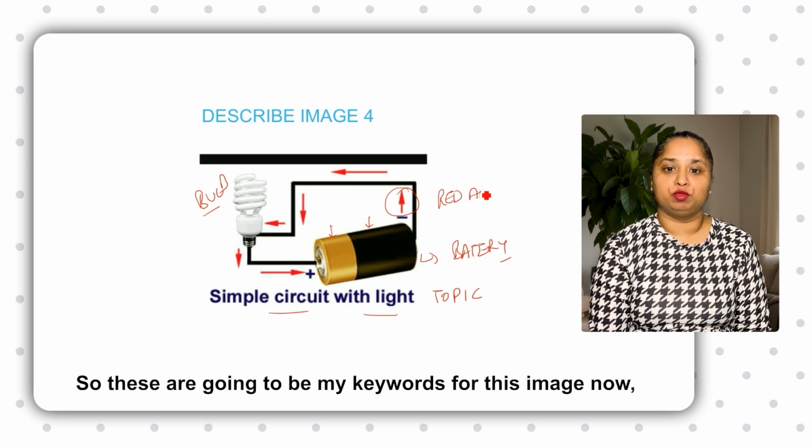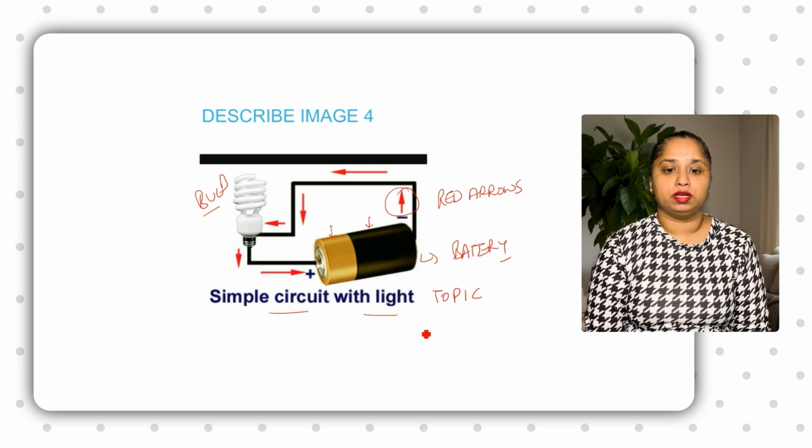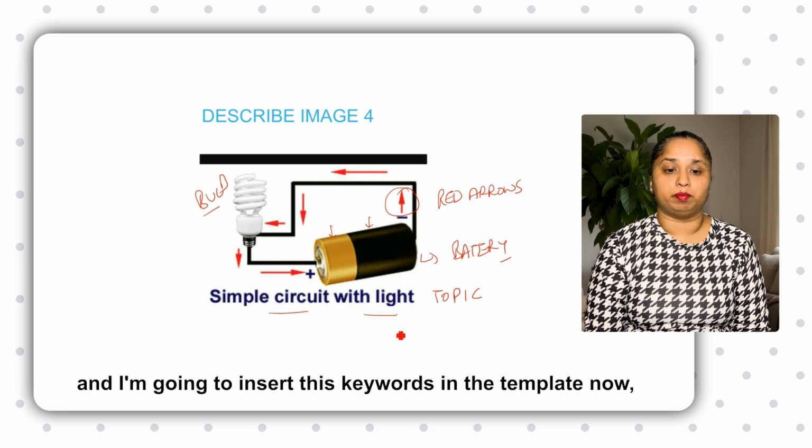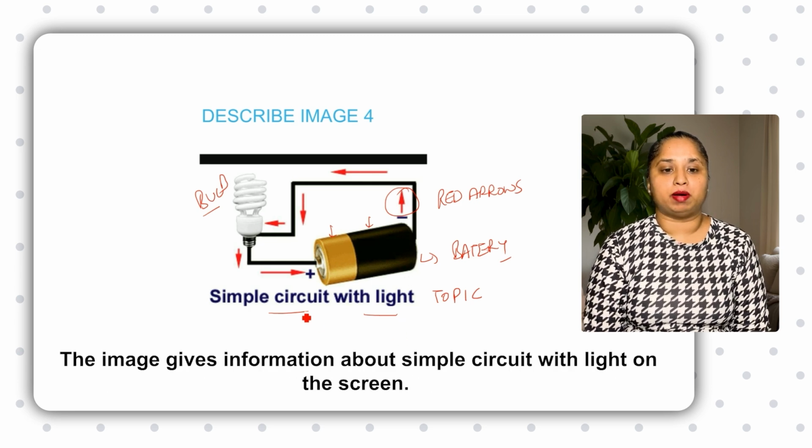So these are going to be my keywords for this image. Now, based on this information, I'm going to insert these keywords in the template. Based on these keywords, my answer will be: the image gives information about simple circuit with light.